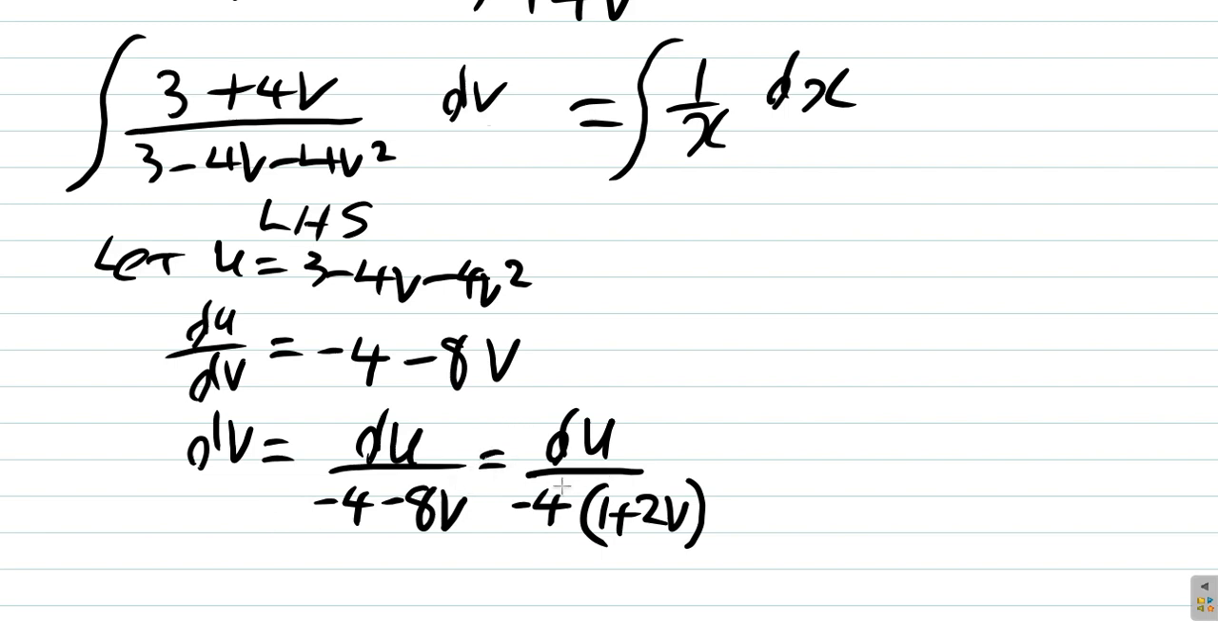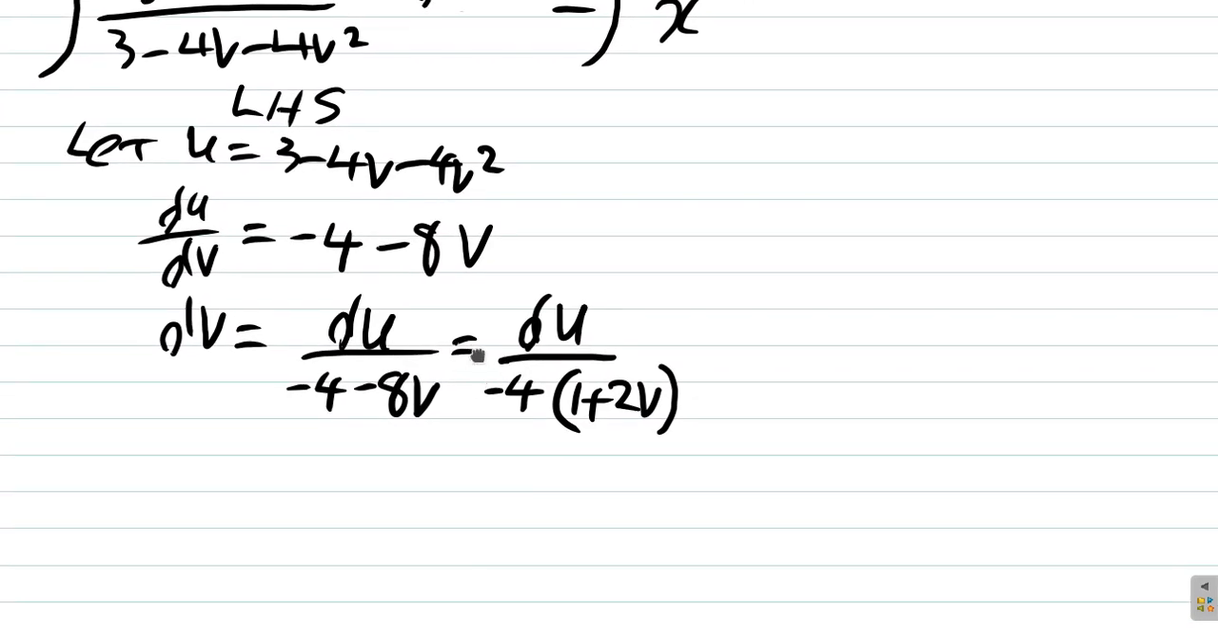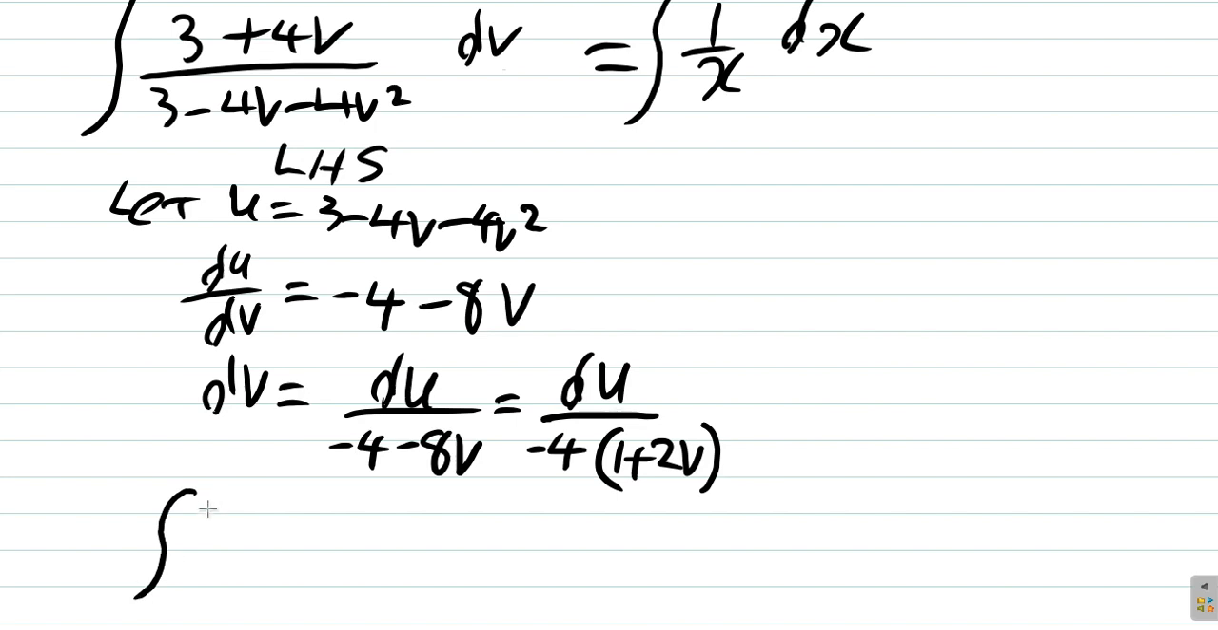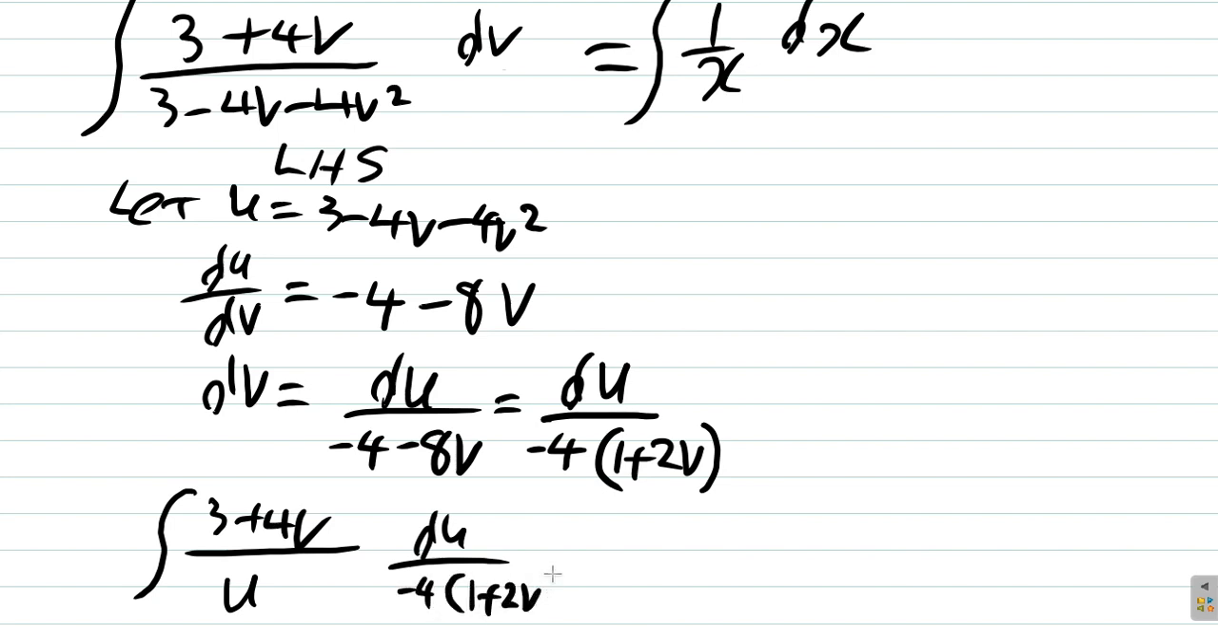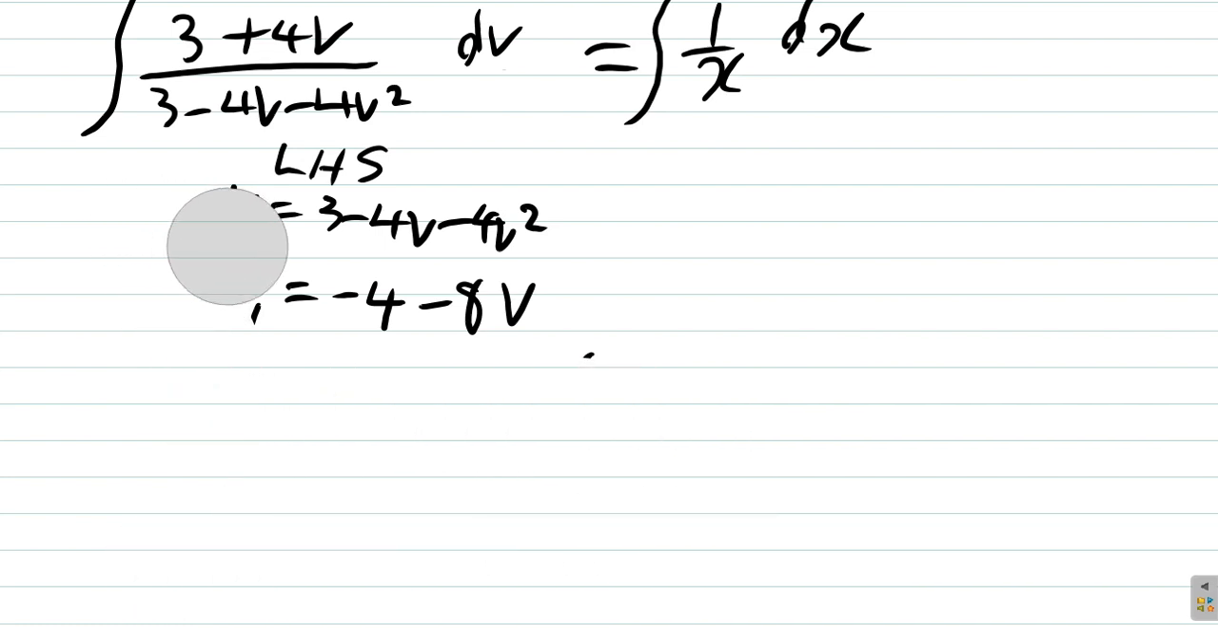Now, what we have here is the integral of 3 plus 4v over u, du over negative 4, 1 plus 2v. How would this work now? Well, the 3 plus 4v would not be cancelled by the 1 plus 2v, right? We would probably have to use partial fractions to do this. Let's try partial fractions and see what would happen.